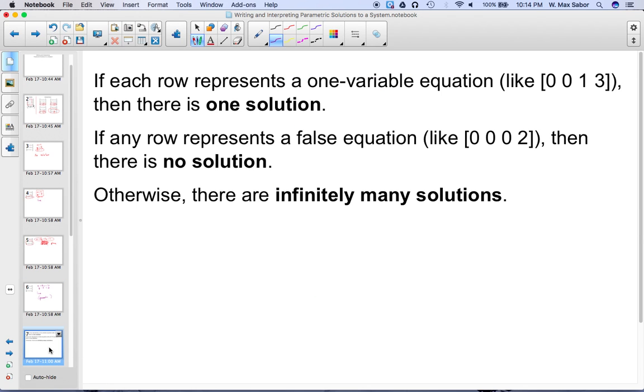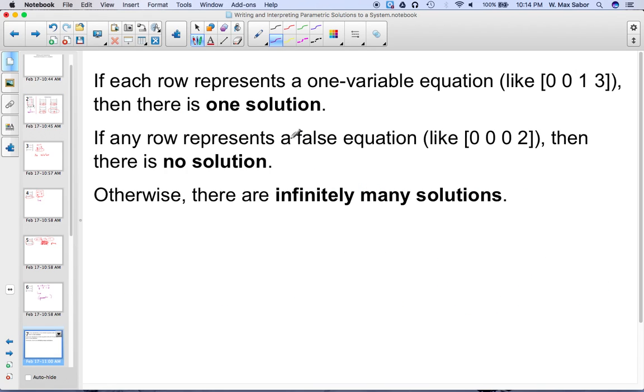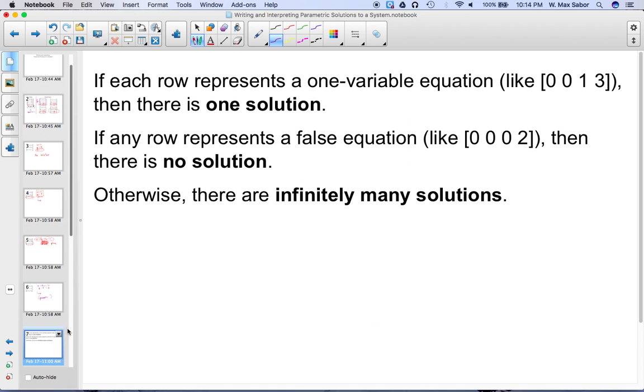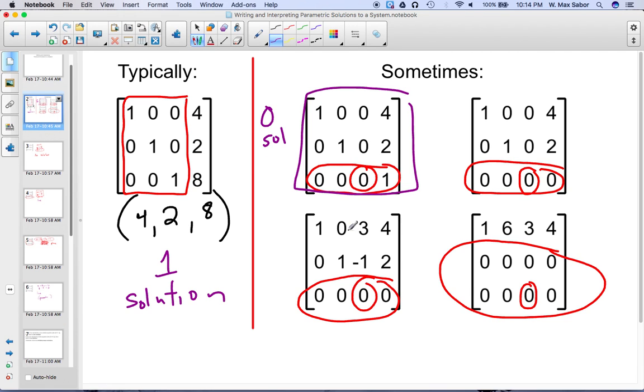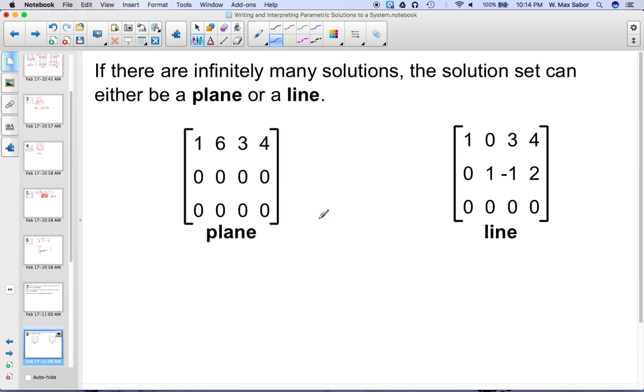So once again, if each row represents a one variable solution, like 0, 0, 1, 3, then there's one solution. So that was what we had here. One solution. If any row represents a false equation, like 0, 0, 0, 2, then there's no solution. So that was this one, which has 0 solutions. Otherwise, there are infinitely many solutions. So this has infinitely many solutions, this has infinitely many solutions, this has infinitely many solutions. But infinitely many solutions can be multiple things.